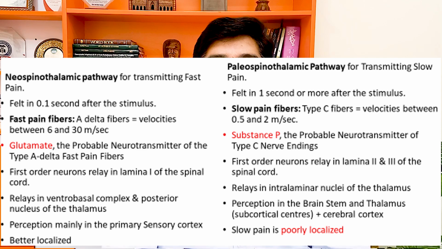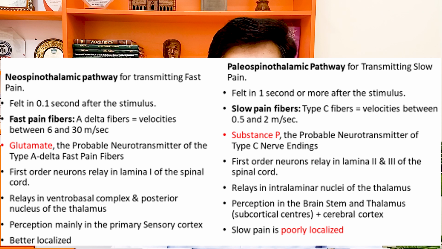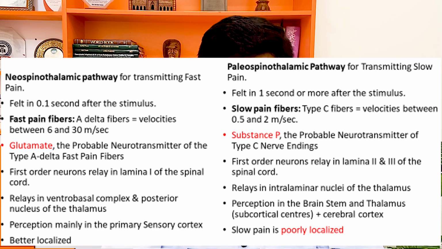The nerve fibers which carry fast pain are type A delta nerve fibers which conduct at a faster speed of 6 to 30 meters per second. Slow pain fibers are small unmyelinated nerve fibers which are type C and they conduct at a speed of 0.5 to 2 meters per second.